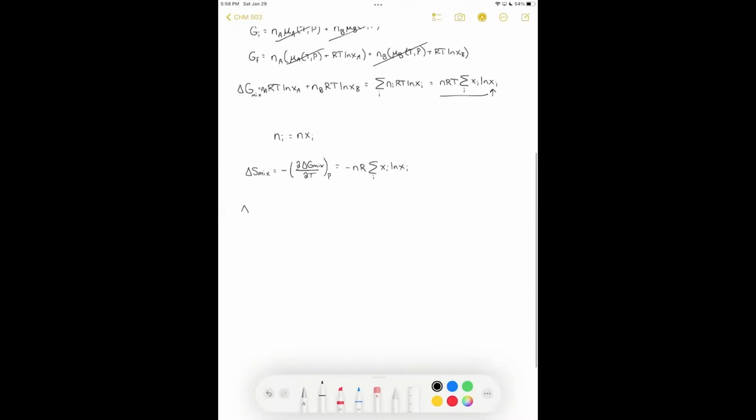So using the relationship delta G is equal to delta H minus T delta S, we can come up with that the delta H of mixing is equal to the delta G of mixing plus T delta S of mixing. And what we'll note is that what we did to get between delta G of mixing and delta S of mixing is make it negative and remove the T. So if we plug in these numbers here, we get that delta G of mixing is nRT times the sum of X natural log of X, and the entropy of mixing is minus nR times the sum of X natural log of X. In other words, the enthalpy of mixing is 0.